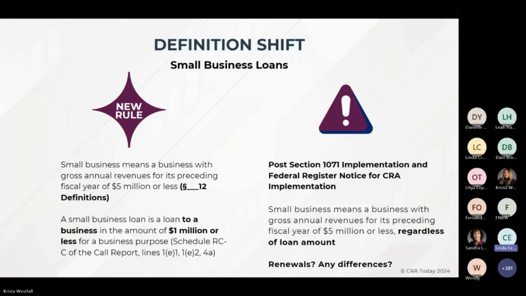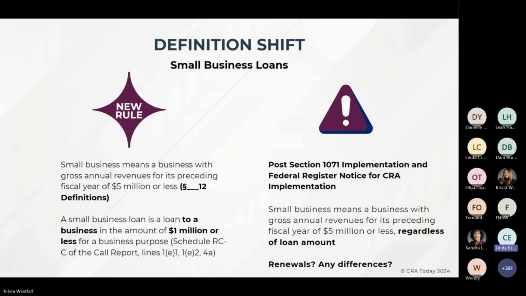So we have, of course, today, we're under the legacy rule, with how we define small business. Now looking to the new rule, we have two definitions from section 12 of the rule, and they have started to define what is a small business. And so that is aligned with section 1071. Small business means a business with gross annual revenue for its preceding year of 5 million or less.